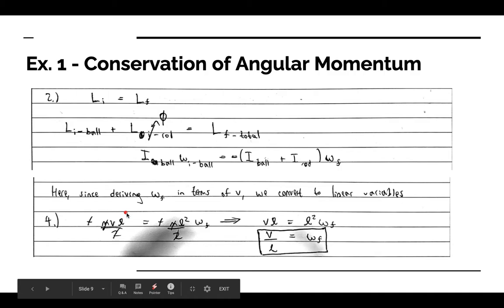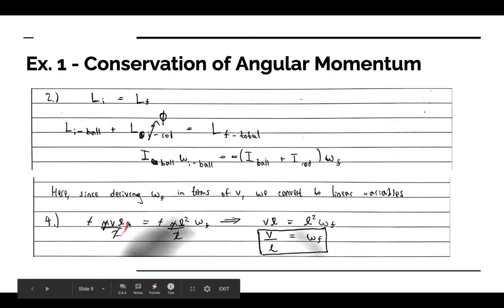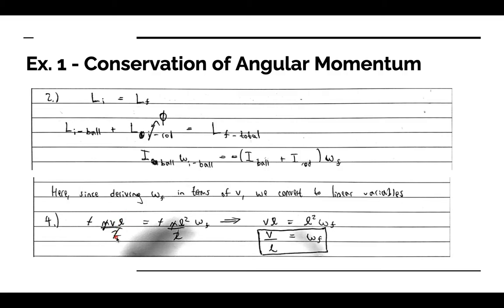So now, since we're deriving omega f in terms of v, we convert to linear variables. Here's where we make note of the fact that our ball can be treated like a point-like system. So we can replace the angular momentum of the ball with the equation that we looked at in terms of linear variables: mv times r, which in this case gives us negative mv times L over 2. Again, r, our distance from the axis of rotation, is L over 2.